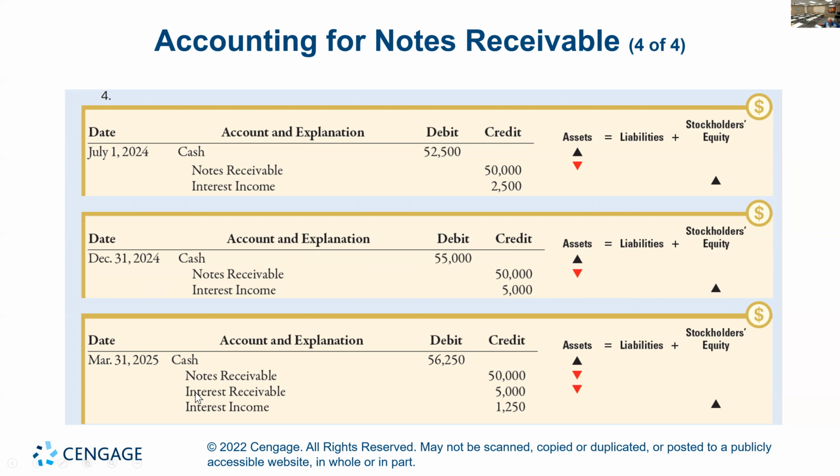This one is different because we have recorded interest income on December 31st, because we have to get that income in the right period for the matching principle, of 5,000. So when they go to pay us back, they pay us $56,250. That is the principal of 50,000 plus the accrued revenue that we had there, and then the revenue that was earned this period.